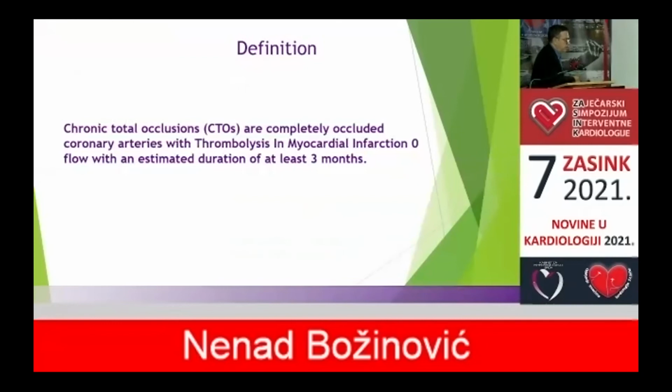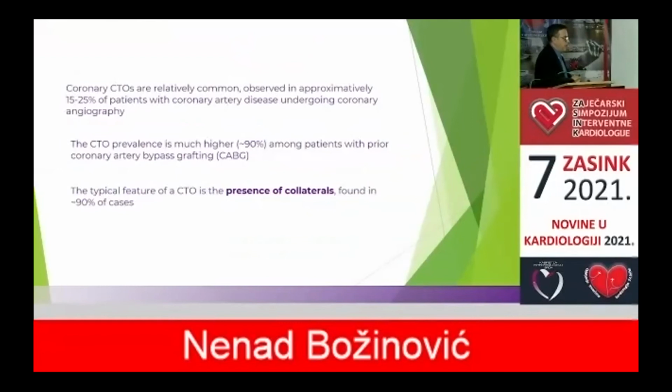By definition, chronic total occlusions are completely occluded coronary arteries with thrombolysis in myocardial infarction 0 flow, with an estimated duration of at least 3 months. Coronary CTOs are relatively common and observed in 15 to 25% of patients on coronary angiography. CTO prevalence is much higher among patients with prior coronary artery bypass. The typical feature of CTO is the presence of collaterals. We found them in more than 90% of cases.